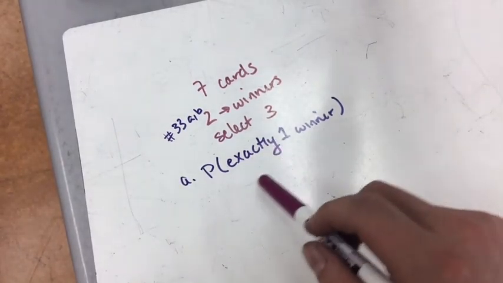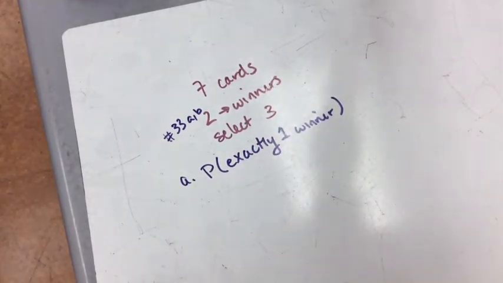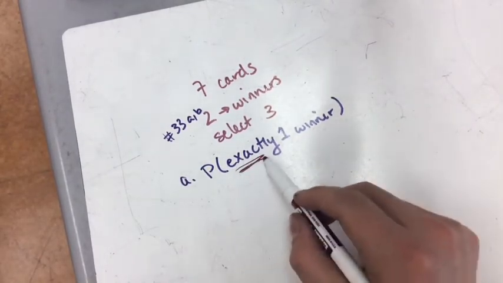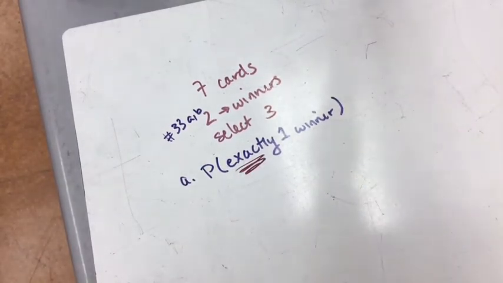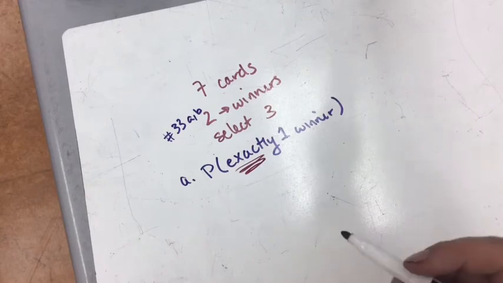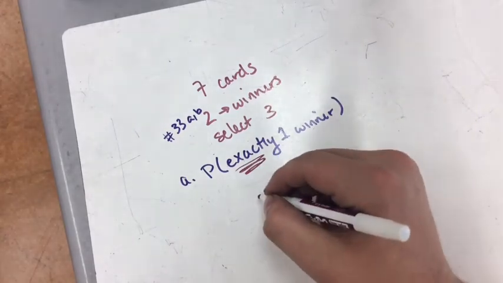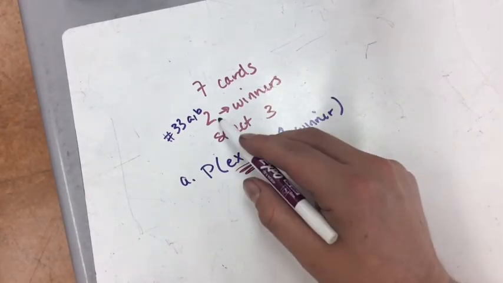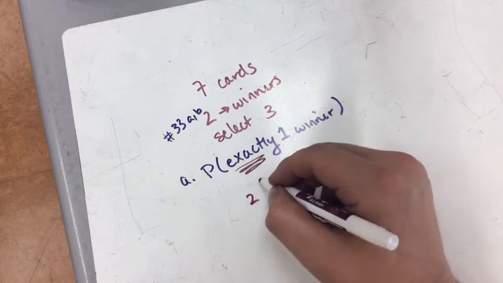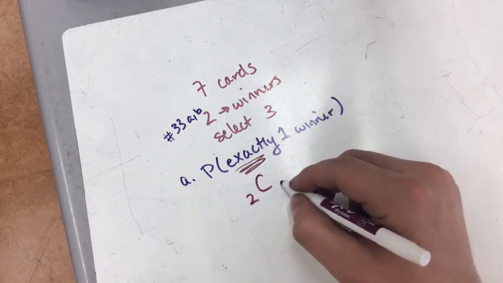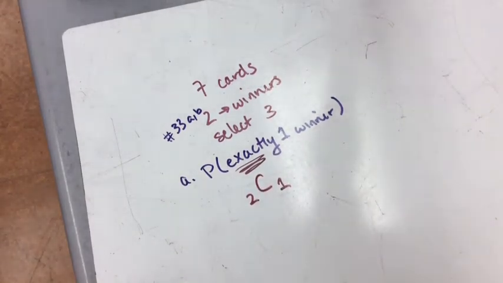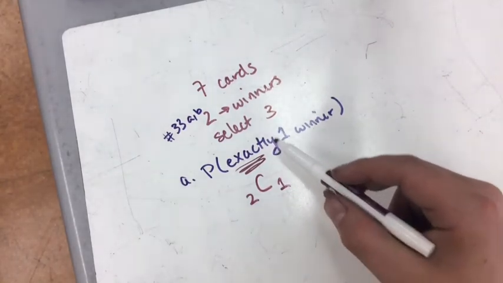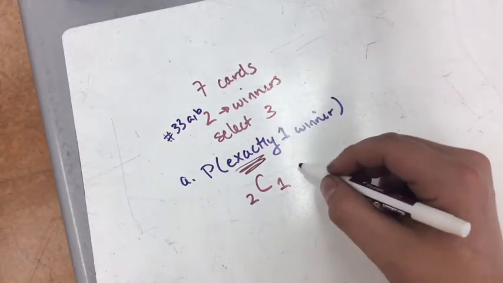Part A asks, what is the probability of getting exactly 1 winner? And exactly is the key word here, and this means we can just do what we've been doing, okay? So, how many winners are there? There are 2 winners, okay? And we want to choose exactly one of them, okay? However, we still have to select a total of 3 cards.